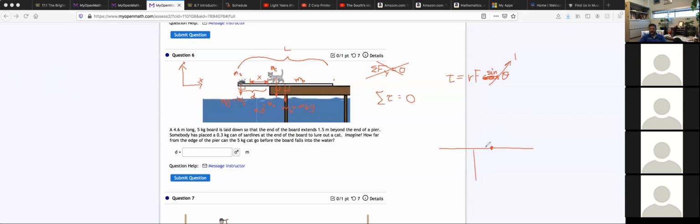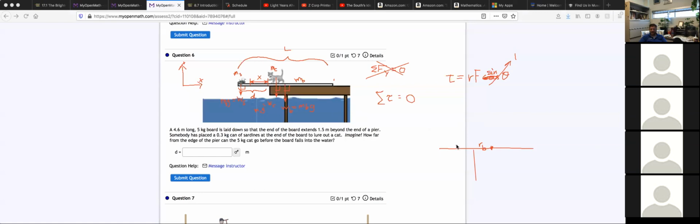And we need to know how far this force is from here, because that's our first distance. This is R to the board, because we're going to the center of the board. We need to know our R to where the cat is, which we're going to call X. The distance from the edge to the cat is X.